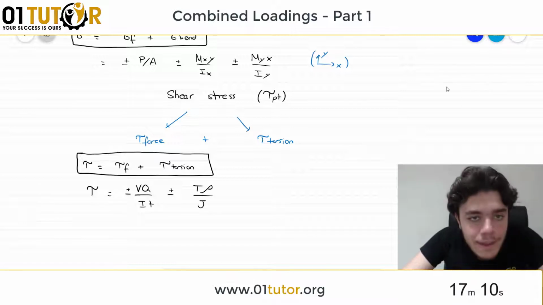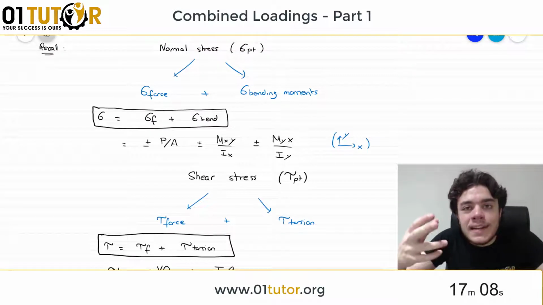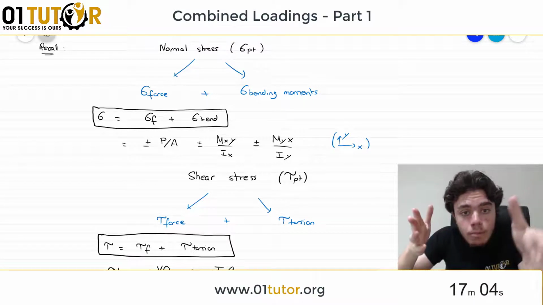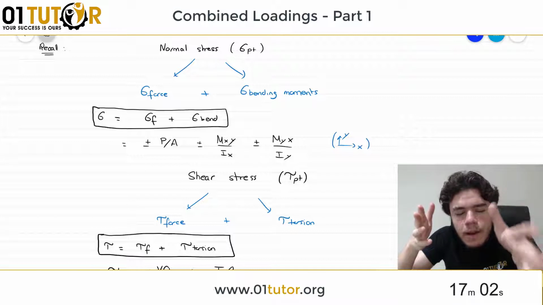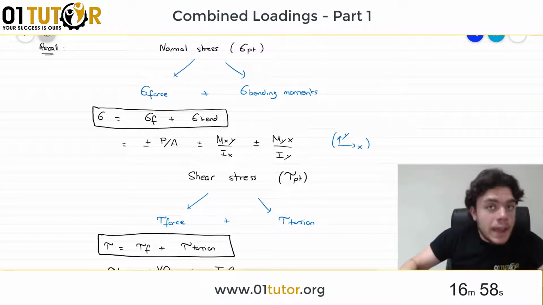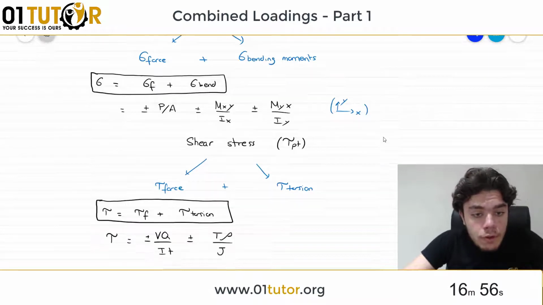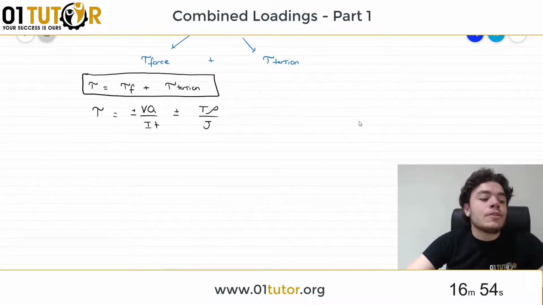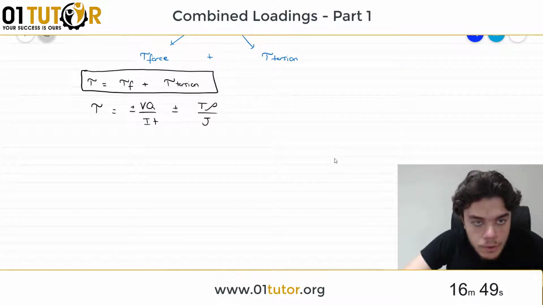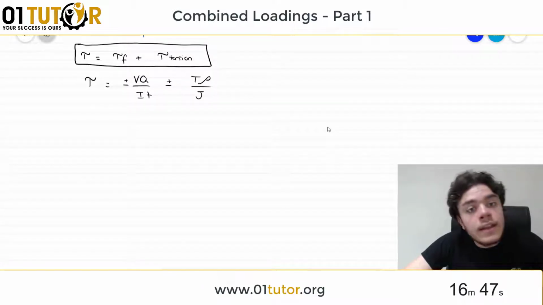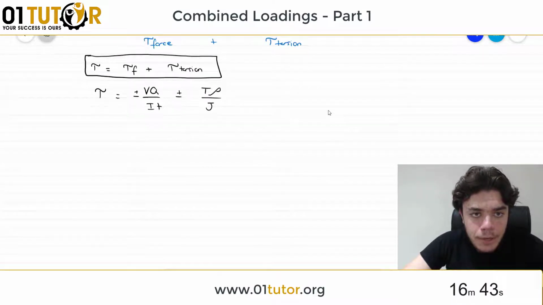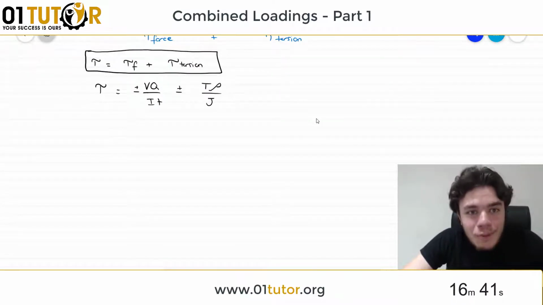So the combined effect of normal stresses is what's happening due to the force plus what's happening due to the bending, which is sigma equals plus or minus P over A, plus or minus Mx y over Ix, plus or minus My x over Iy. And what's happening due to the shear is a combined effect of what's happening due to the force plus what's happening due to the torsion. And tau force is VQ over It, tau torsion is T rho over J. Okay? This is it. This is combined loadings.